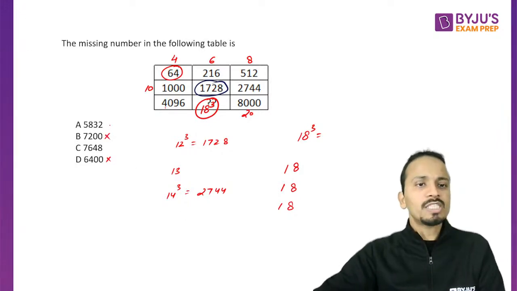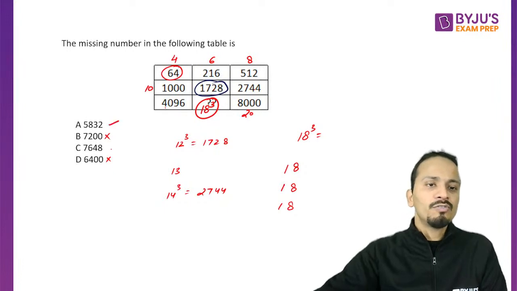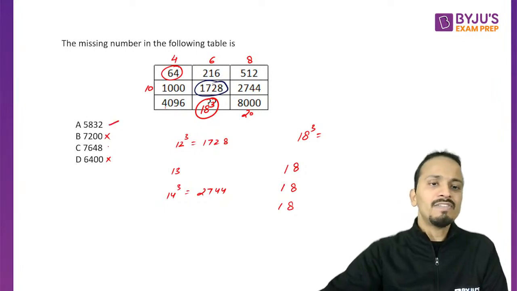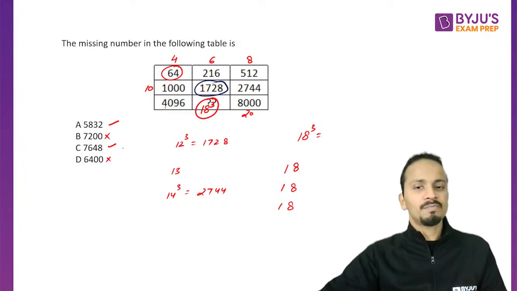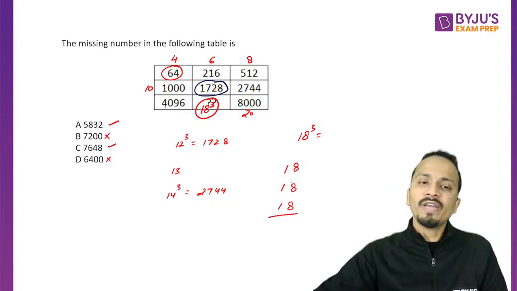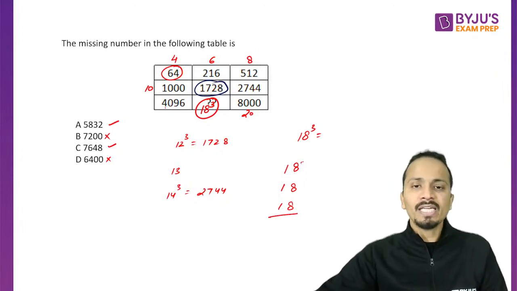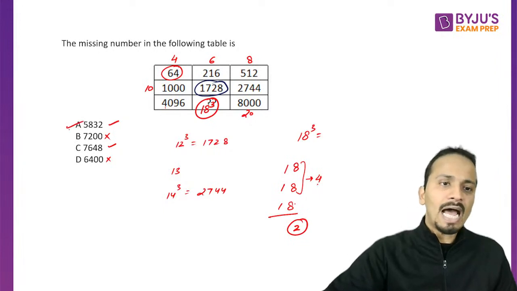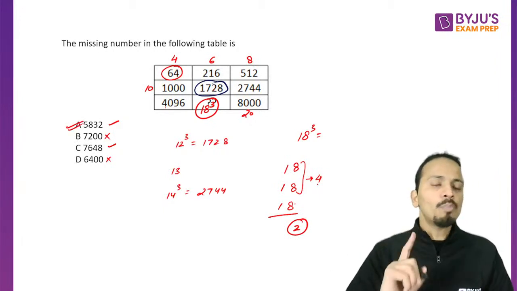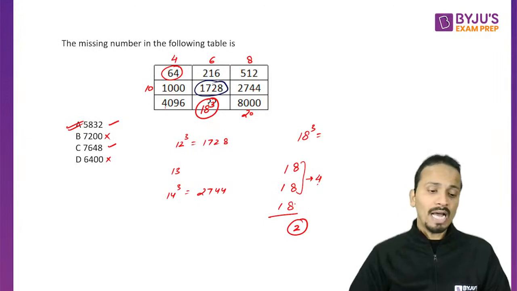The two options which are left are 5832 and 7648. Now you have to choose one of the answers among these two options. The unit digit of 18 cube: 8 into 8 is 64, so 4 will be the unit digit here, and 4 into 8 is 32, so the unit digit of 18 cube will be 2, and you can safely mark option A, that is 5832, as your answer.